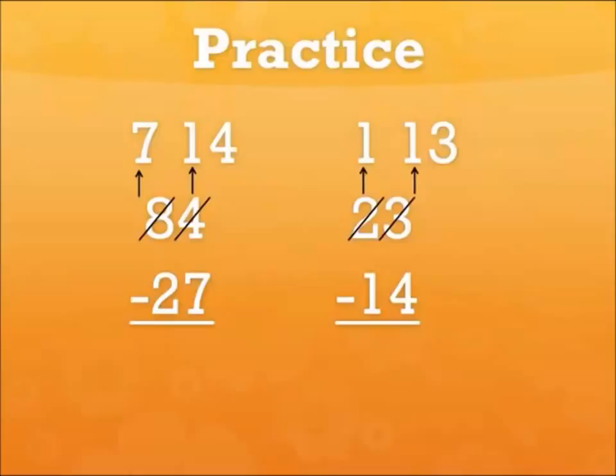Now I'm going to go over the steps that you should have taken to get your answers. In the first problem, since 7 is bigger than 4, you'd go over next door to the 8 and borrow 10, making it a 7, and give it to the 4, making it a 14. Then you would subtract 14 minus 7, and 7 minus 2. In the second problem, 4 is bigger than 3, and so you'd go next door to the 2 and borrow 10, making it a 1.